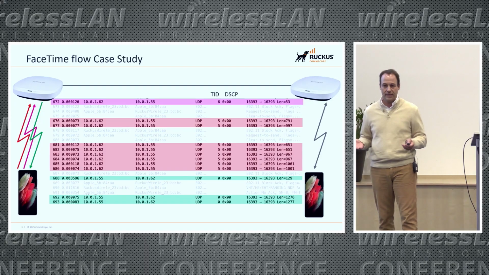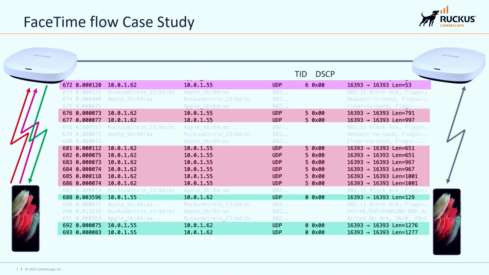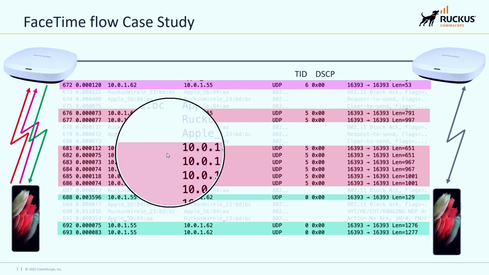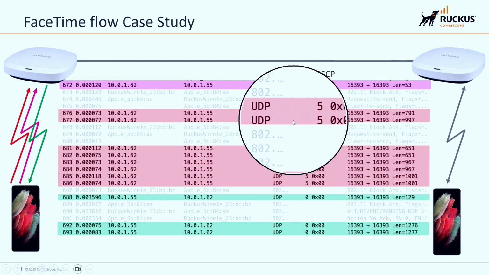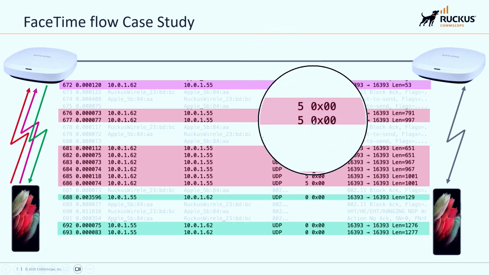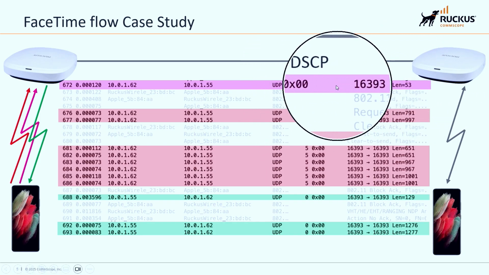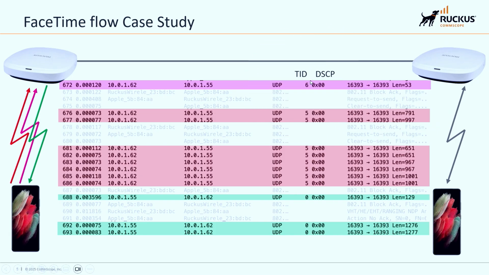Then where is the issue? Let's look at this case study. It's a FaceTime flow. This endpoint is connected to this access point, the network, another access point, and another endpoint. We can see here the packets of this radio on the left, and we see the upstream. These are large packets. This is video, and video is marked with TID 5. Audio packets, small packets, are marked with TID 6. 5 for video, 6 for audio.